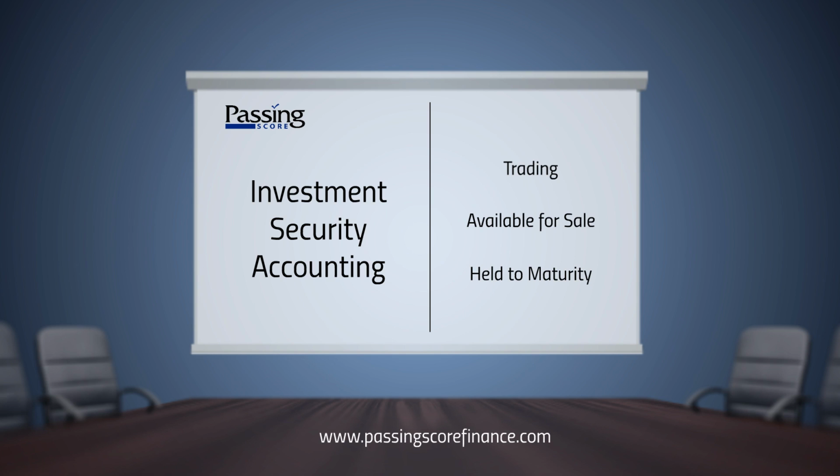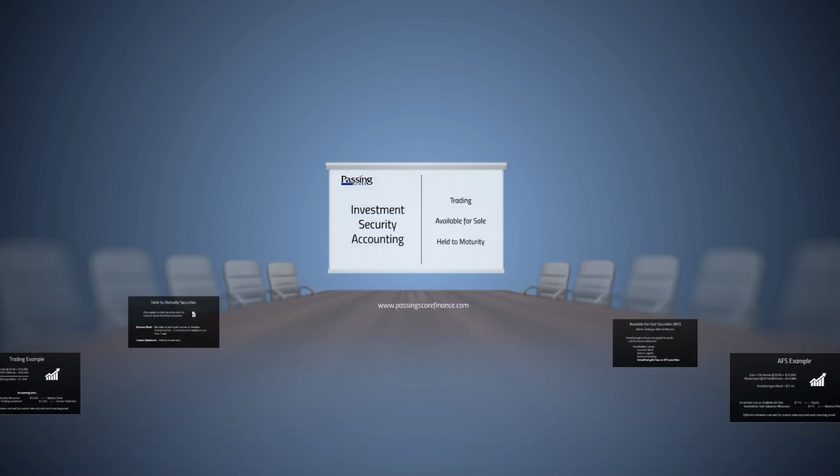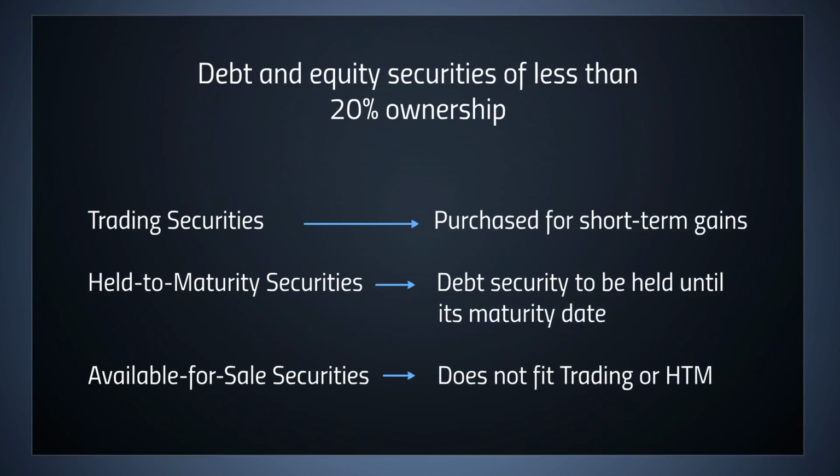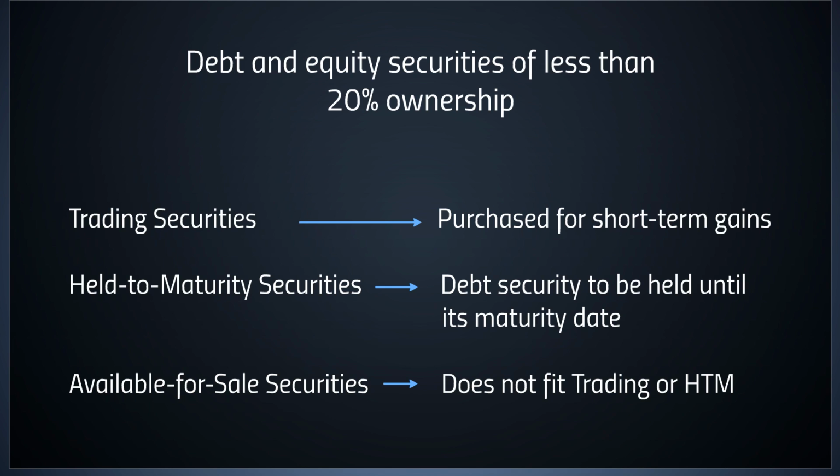PassingScoreFinance.com. In this video, we'll be going over trading, available for sale, and the held to maturity methods of accounting for our securities. Now, these methods only apply to debt and equity securities, which represent less than 20% ownership in the issuing firm. For percentages over that amount, there are different types of accounting treatments, such as the equity method, which we'll go over in a future video.